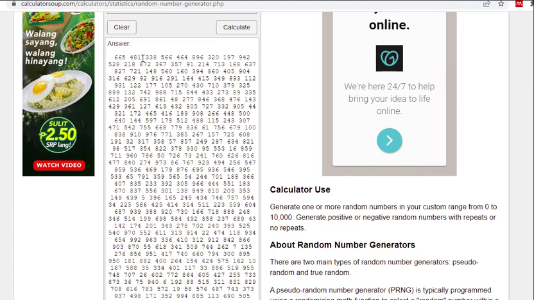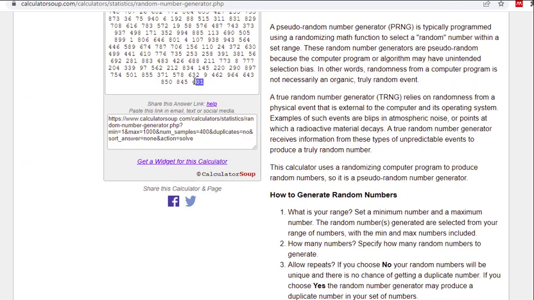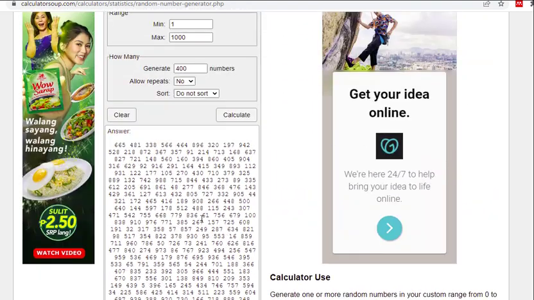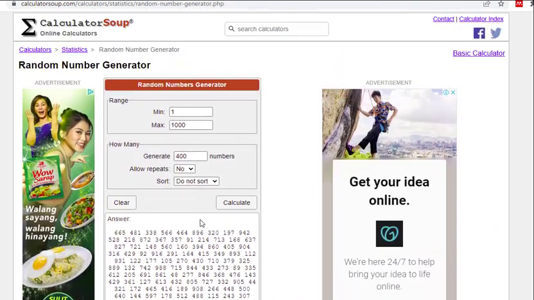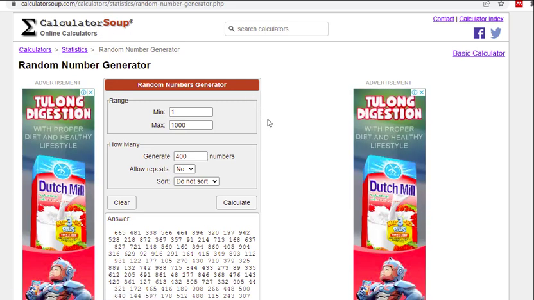So whoever's name is on number 665 out of the 1,000 is included in the sample. The 481st is included in the sample. The 338th is included. And so on and so forth until you reach the last or the 400th element in the sample size. Okay? So you could use this one as well. This is just one example. There are a lot of other random number generators online, so you can just search on Google.